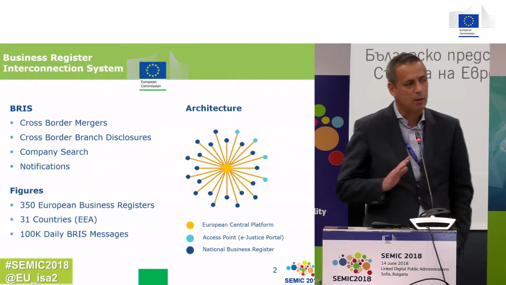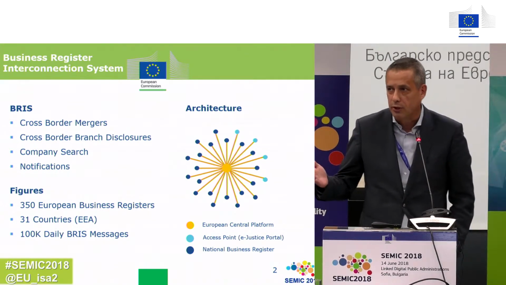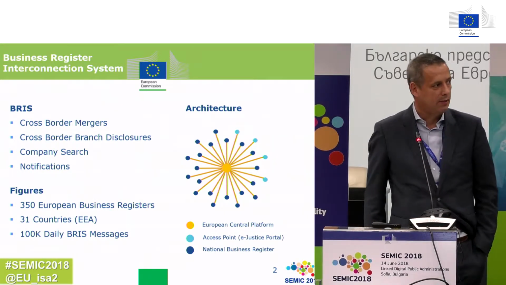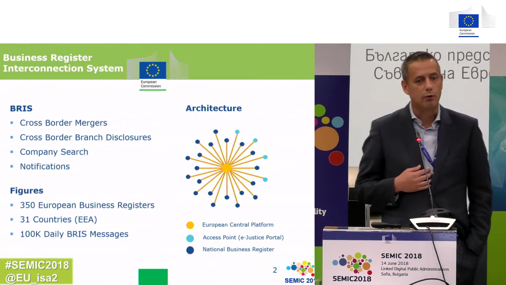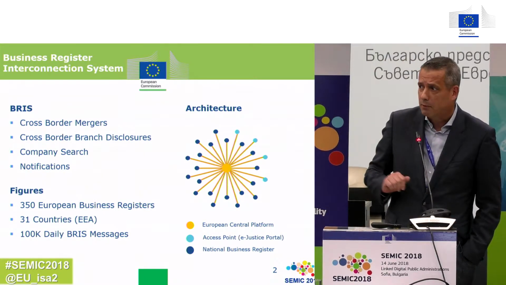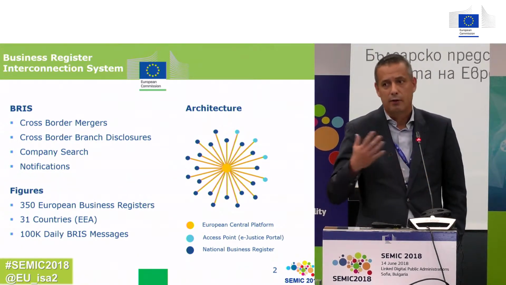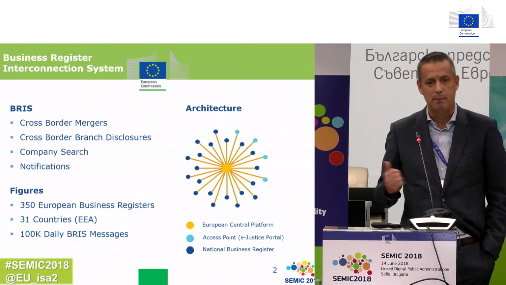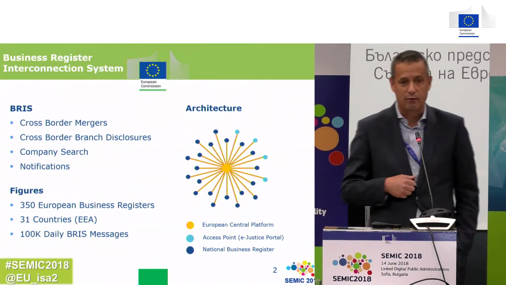So BRISS is very much about cross-border events, mergers, branch disclosures, notifications on statuses in the different changes that may happen in this business register. So this is about exchanging information on a European scale. Let me give you some figures here. We're talking about roughly 300 plus business registers throughout Europe that needed to be interconnected. There are currently 31 countries connected to the BRISS system. This system went live about a year ago when it came into force on the 8th of June. On a daily basis, we process over 100,000 messages.